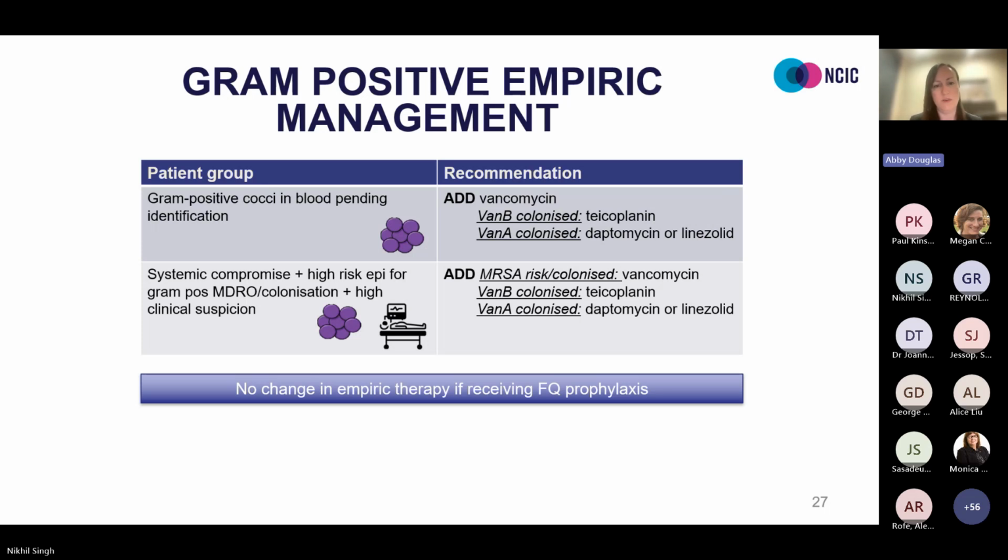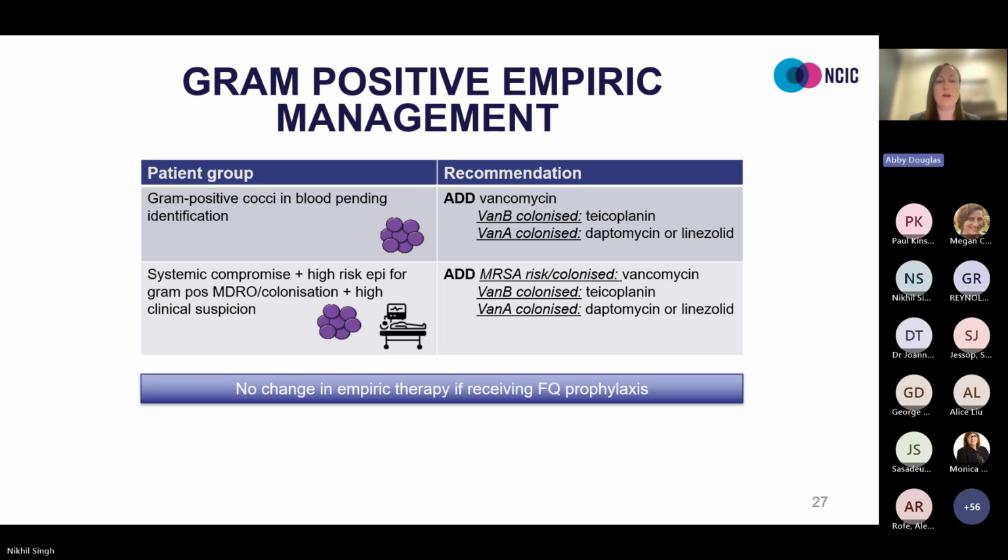Next slide, thanks. There's a significant de-emphasis on empiric gram-positive management, so that includes glycopeptides and beyond, because there's no evidence to suggest that it improves outcome in a truly empiric setting. Certainly, if you do have a gram-positive cocci growing on blood culture, pending identification, you may well be justified to add vancomycin, or if someone is VRE colonized, to have a targeted treatment for that.